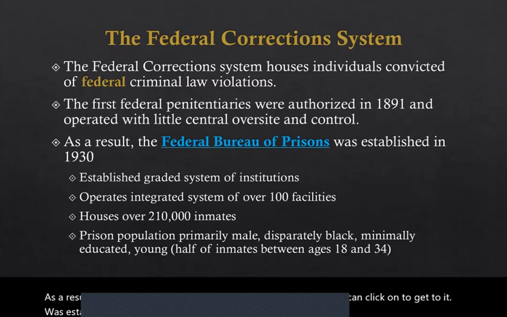And what it did, it established graded systems of institutions, right? So basically, by severity of the institution. The Bureau of Prisons operates integrated systems of over 100 facilities and houses over 210,000 inmates. If we look at the Federal Bureau of Prisons population, they're primarily young, disproportionately Black, and minimally educated. Half of all federal inmates are between the ages of 18 and 34.